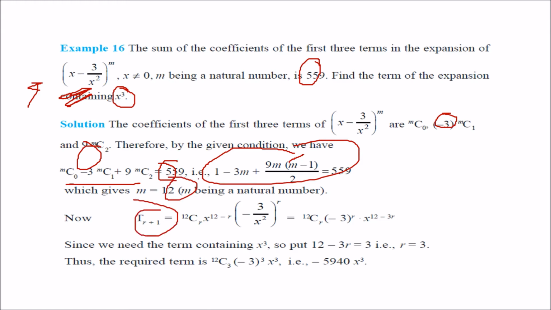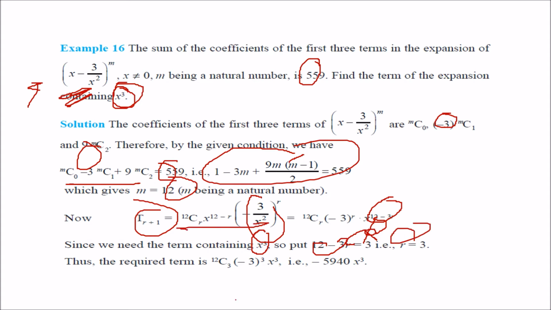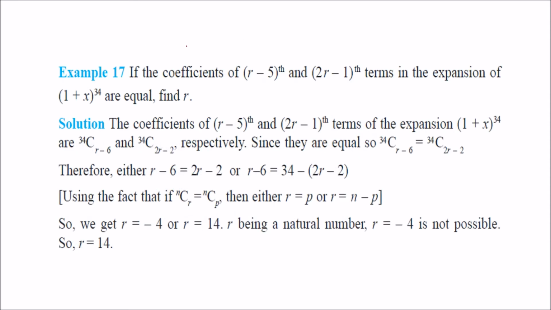So T(r+1) is what? 12Cr, x to the power 12 minus r, this to the power r. So we need the term which is containing x cube. So 12 minus 3r is going to give you 3, because it has been told that you want the term containing x cube. So now 12 minus 3r is going to be 3. So r gets 3. Place it here, you will get the required term, that is minus 5940 x cube.